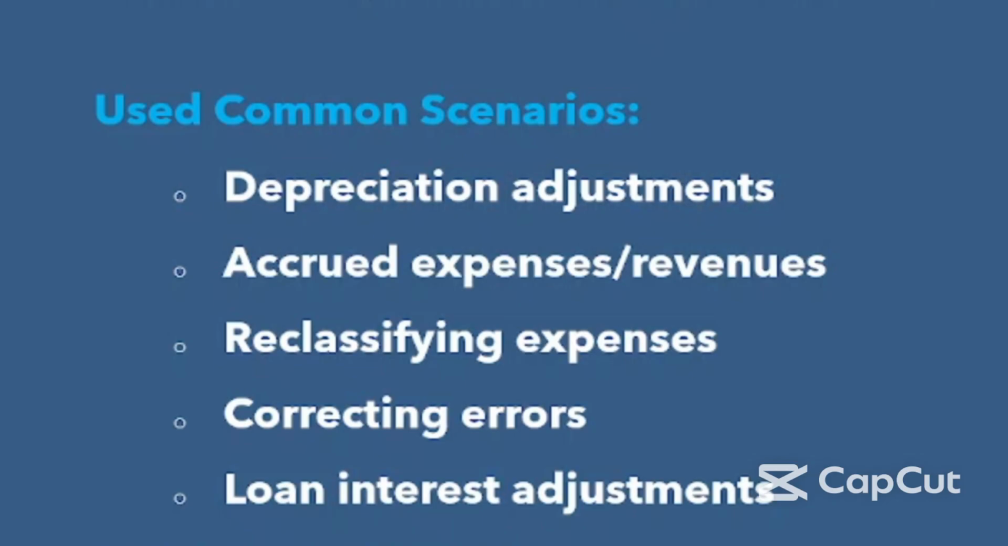So what are the common scenarios? What are the common examples of creating journal entries? The most common examples are recording depreciation adjustments, accrual expenses, reclassifying different expenses, correcting errors, and loan interest adjustments. So these are common examples of journal entries. What are the limitations? Journal entries should not replace our standard flows like invoices and bills, where these are applicable.